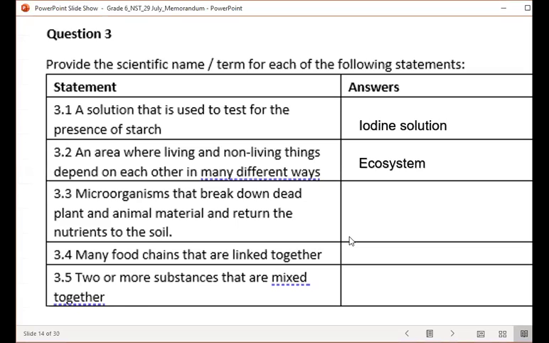3.3, microorganisms that break down dead plants and animal material and return nutrients to the soil. Those are germs. Germs, okay. Thank you very much, Kia. Then I see in the group we have worms, fungi, bacteria, fungi. Okay. Let's take another hand together.